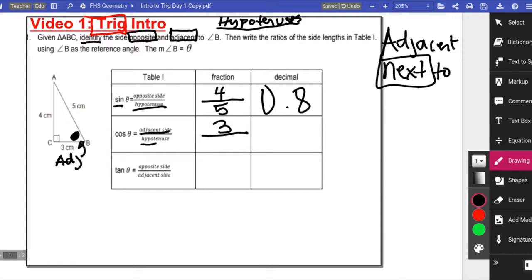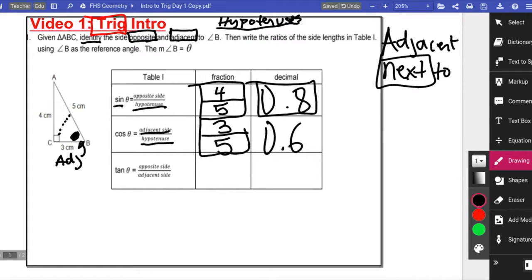All right, opposite. Hypotenuse is opposite from the right angle. It's always the biggest leg, 3/5. So 3 divided by 5 is 0.6. Depending on the question, if they wanted the fraction, then you're good. If they want the decimal, then you got it.